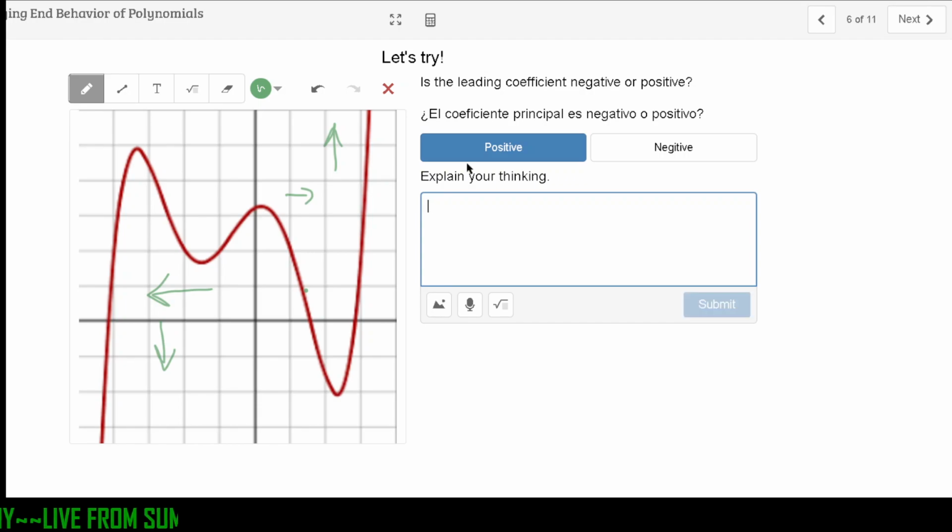We could say it like this. So since our degree is odd, as x approaches negative infinity, y approaches negative infinity.